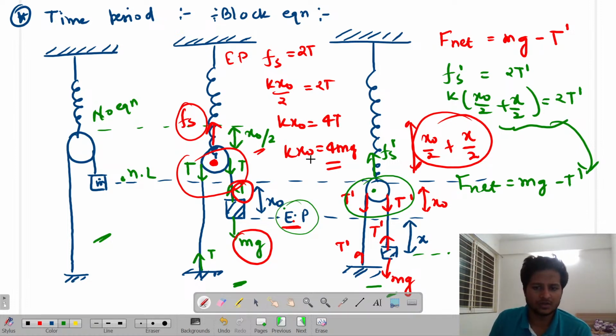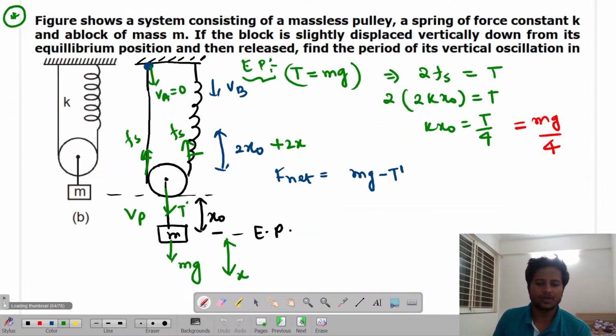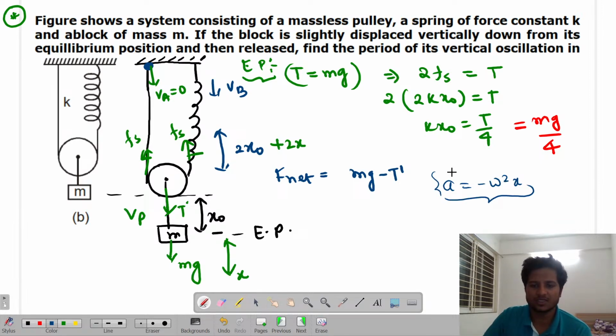Using that equilibrium point we define where the velocity will go zero, and based on that, using the force equation, acceleration is equal to minus omega square x, we try to bring this form, isn't it? And after bringing this form, we wrote the time period equation. Got it or not?